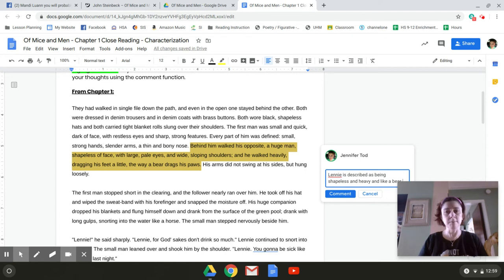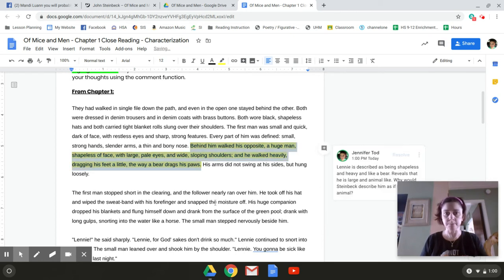So what does this mean to me? What does this imply to me? Well, it kind of reveals to me he is large and animal-like. So why would Steinbeck, the author, describe him as if he were an animal? Okay, that's a question that I have there. So that is my annotation. That's my comment. And I'm going to leave it there.